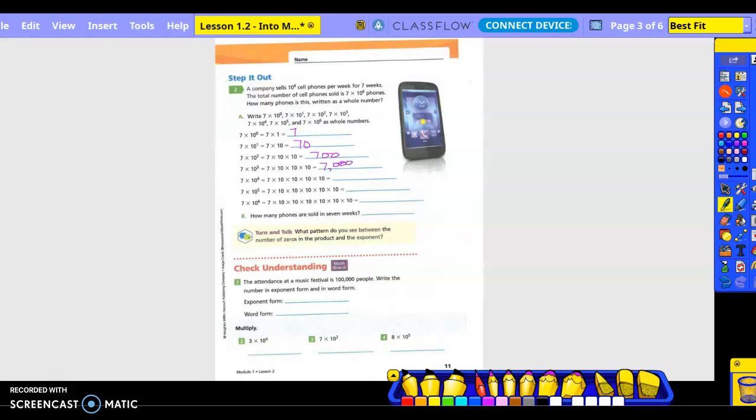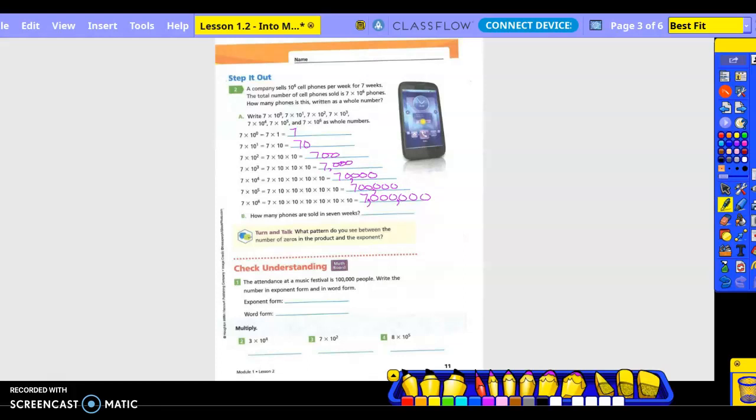7,000. 7 times 10 to the 4th power is 7 times 10 times 10 times 10 times 10, which is 7 with 4 zeros, right? So which is what? 70,000. 7 times 10 to the 5th power is 7 times 10 times 10 times 10 times 10 times 10. So it'd be 7 with 5 zeros. And come back in and add a comma, which is 700,000. 7 times 10 to the 6th power is 7 times 10 times 10 times 10 times 10 times 10 times 10, which is 7 with 6 zeros. Come back in and add my commas.